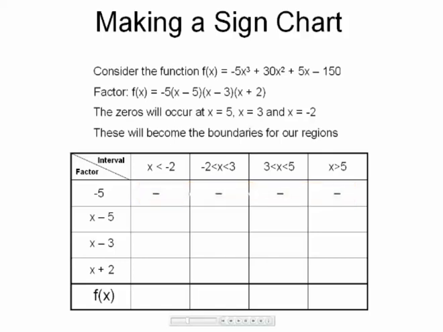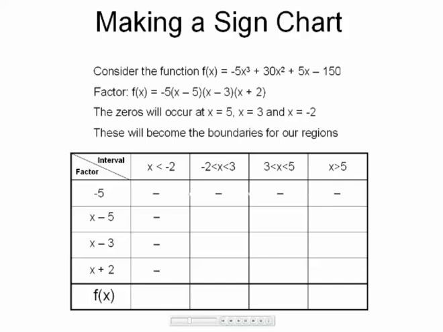To continue, we'll concentrate on the rest of this column for the region where x is less than negative 2. Before you continue, try to figure out the sign of each of these factors for values that are less than negative 2. You should have gotten all negatives.